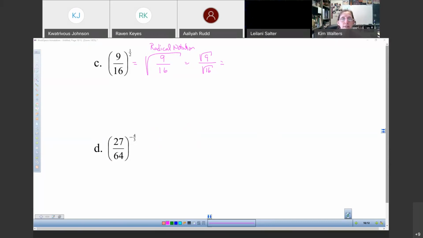So we're going to simplify this. The square root of 9 is 3. Thank you. And the square root of 16 is 4. All right. That's it, 3/4. Beautiful number.